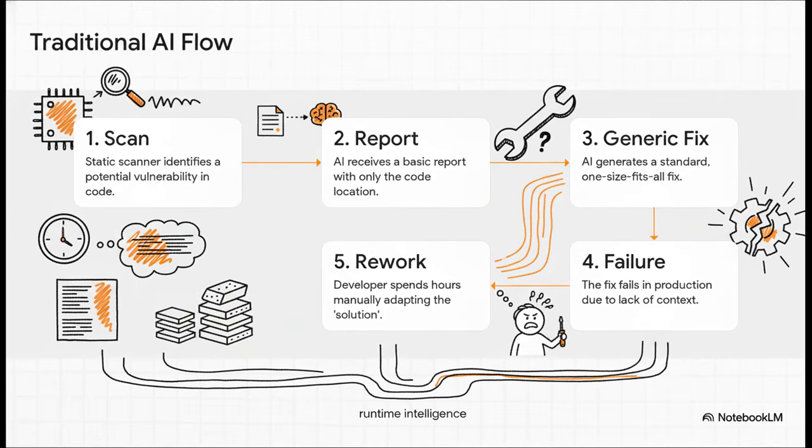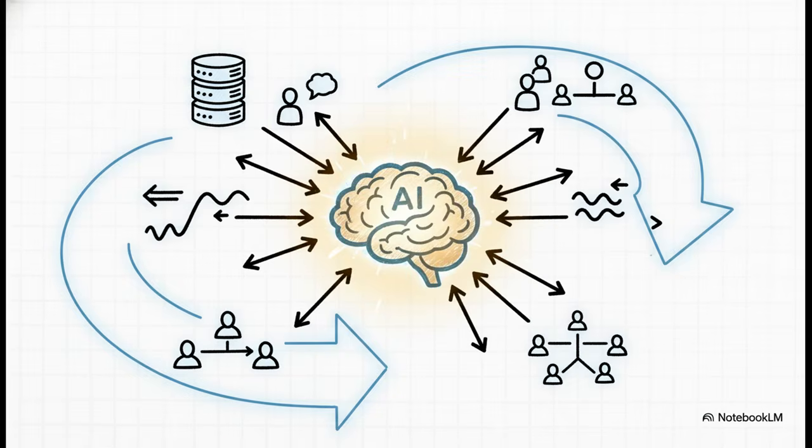But when that fix gets deployed, boom, the application breaks. Why? Because it's incompatible with the specific database framework being used. Now, a developer has to stop what they're doing, figure out why it broke, and manually rewrite the whole fix. All right, let's hit rewind.